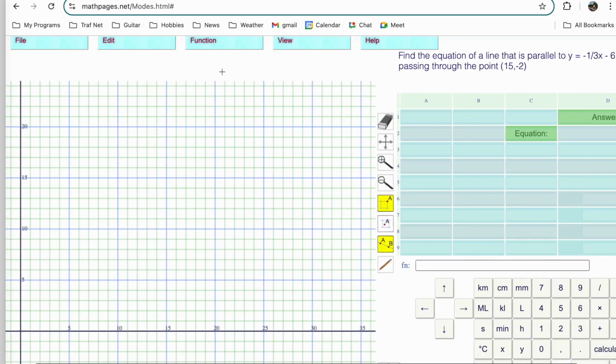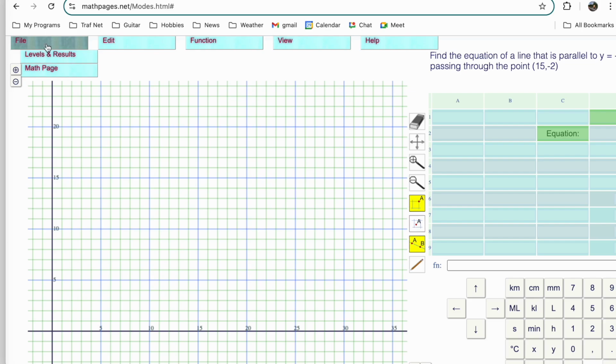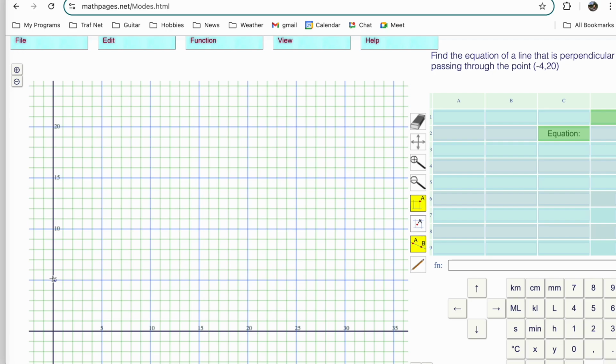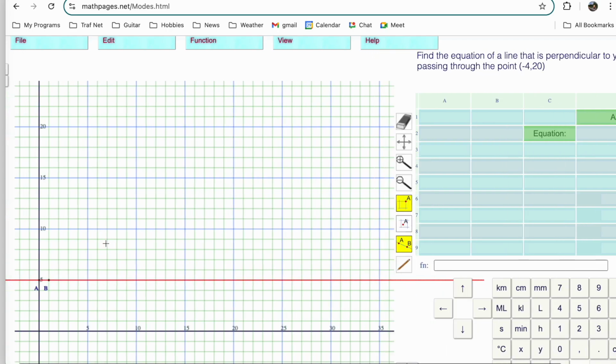Let us look at a perpendicular line question. Find the equation of a line that is perpendicular to y equals negative 4x plus 5 and passing through the point negative 4, 20. We can do this graphically, and we can do it algebraically. Let's do it graphically first. I'm going to graph y equals negative 4x plus 5. The b is 5. Slope is negative 4, which means negative 4 over 1. I'm moving over 1 and then down 4.